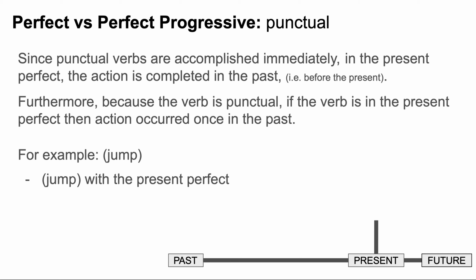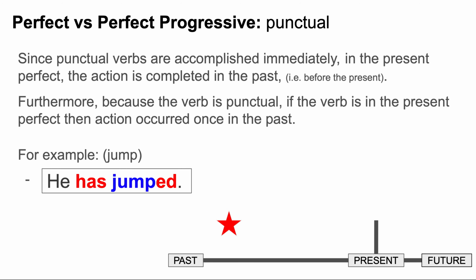Since punctual verbs are accomplished immediately, in the present perfect, the action is completed in the past. Furthermore, because the verb is punctual, if the verb is in the present perfect, then the action occurred once in the past. For example, jump with the present perfect. He has jumped.